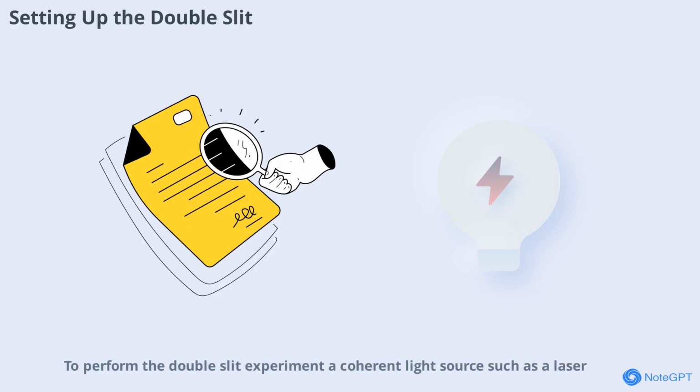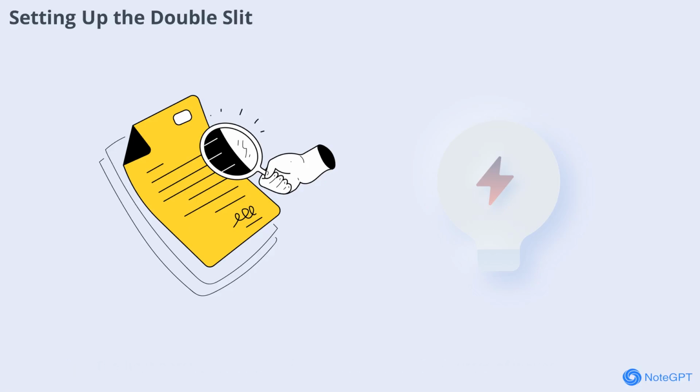Perform the double-slit experiment. A coherent light source, such as a laser, is directed at two narrow parallel slits. The light passing through the slits acts as two new sources of waves, which then overlap and interfere on a screen placed behind the slits. The resulting pattern of alternating bright and dark bands is a direct result of constructive and destructive interference.